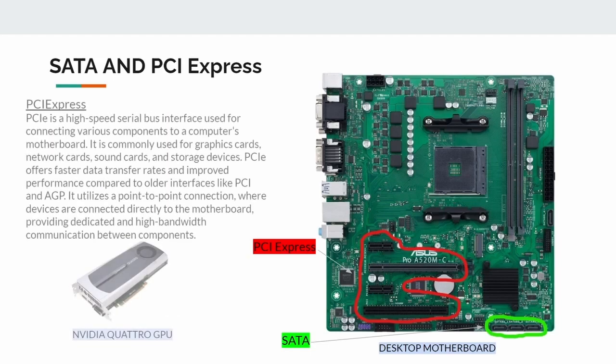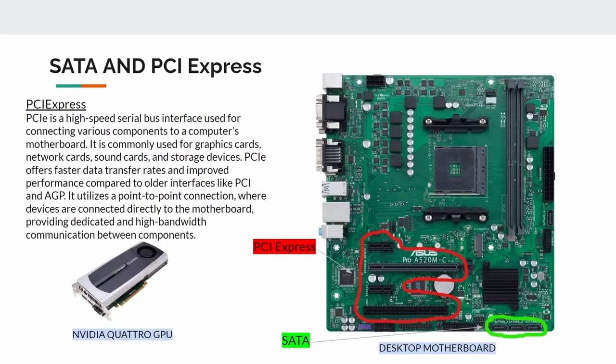On the other hand, PCIe is a high-speed serial bus interface used for connecting various components such as storage devices and graphics cards to a computer's motherboard. It utilizes a point-to-point connection where devices are connected directly to the motherboard, providing dedicated and high bandwidth communication between components. On a computer motherboard, a PCIe x16 version 4.0 slot has a bandwidth of almost 53 times as much as the SATA 3 slot.